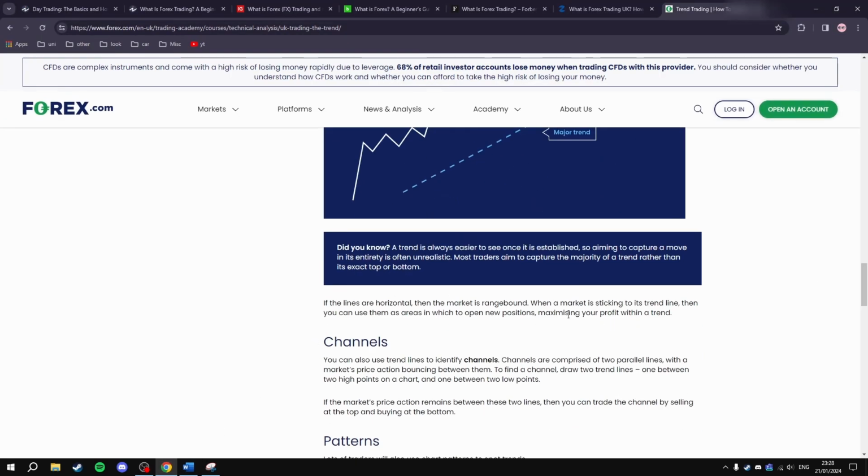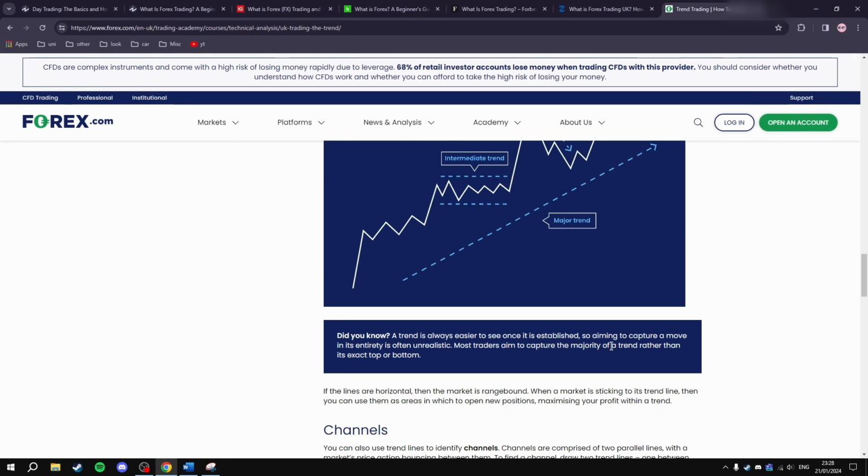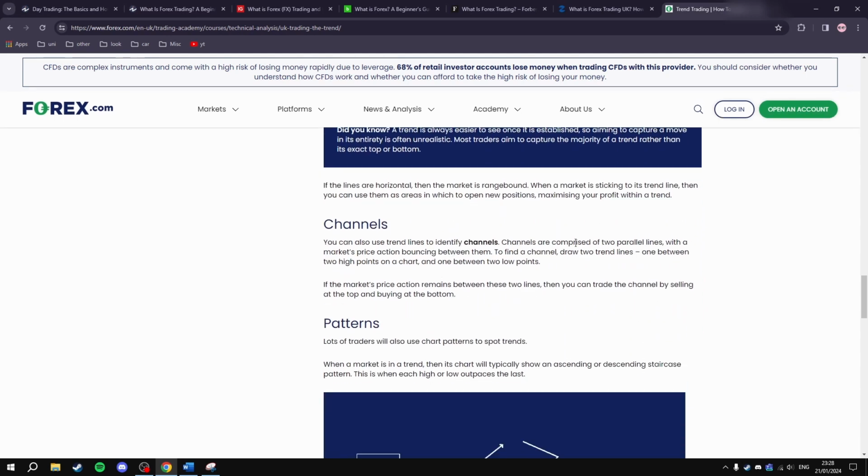If the lines are horizontal, then the market is range bound. When the market is sticking to its trend line, then you can use them as areas in which to open new positions, maximizing your profit within a trend.